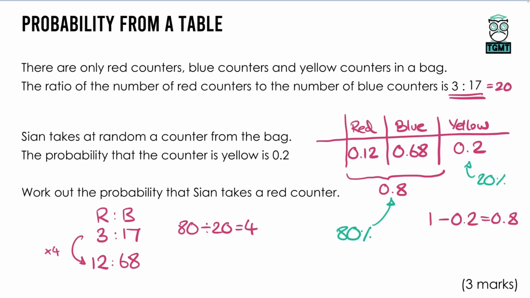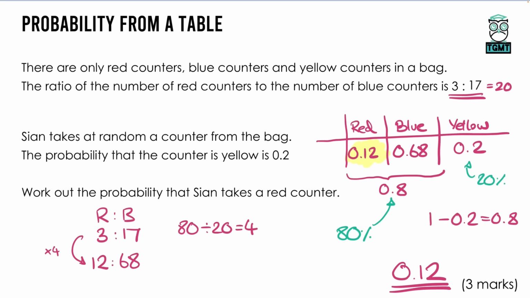The question did want to know, work out the probability that Sian takes a red counter. So red we have in our table, 0.12. We could write that as a decimal, as a percentage, or even as a fraction if you wanted to. I tend to just leave the answer in the form that I've got it written, so I'd just write it as 0.12.